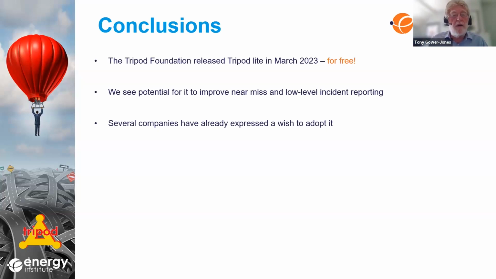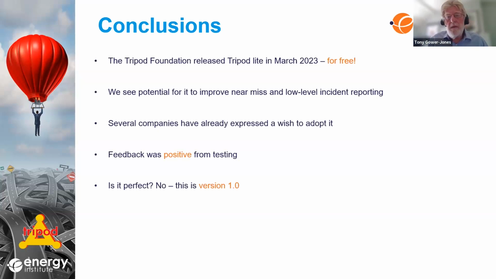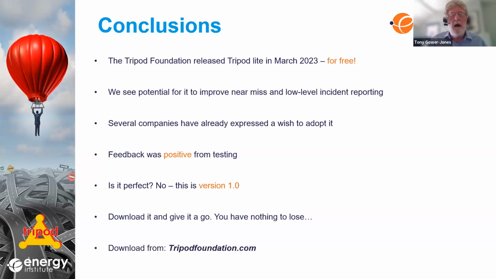Several companies have already expressed a wish to adopt it. We've had the positive feedback. It's not perfect. This is version 1.0 going out there. This is something that really needs you people out there to use it, to give us some feedback, to tell us, hey, could we do that with it, or to try and improve it on that. It's downloadable. The links are, I think, on the next slide, actually. You've got nothing to lose. And a number of organizations have already pulled it up. Sorry, there's the link. Didn't even know what the next slide was.